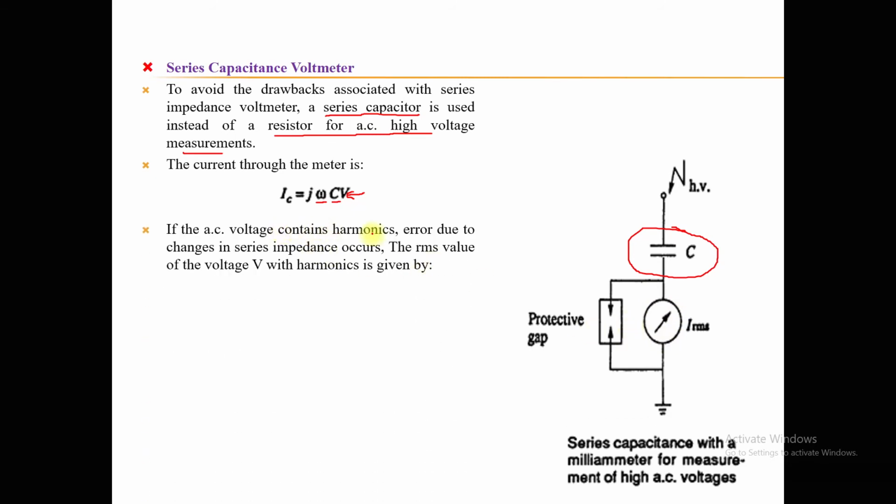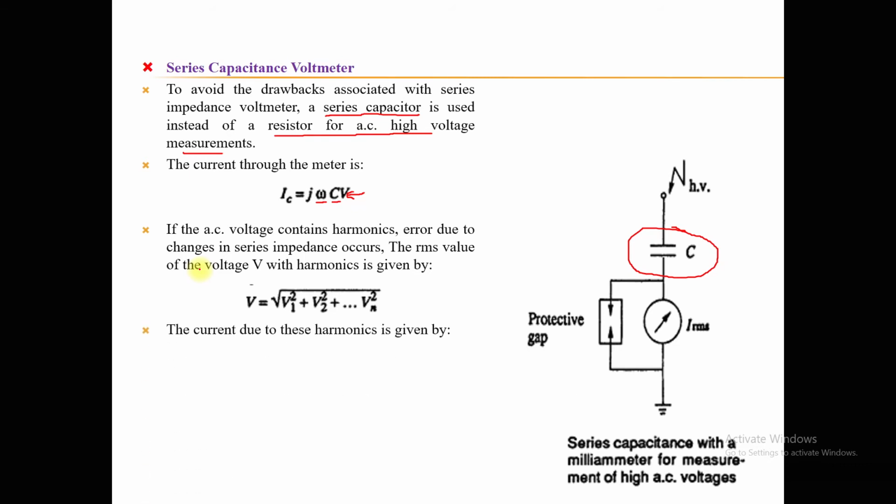If the AC voltage contains harmonics, then error due to change in series impedance occurs. So the RMS value of the voltage with harmonics is given by this formula: V is equal to square root of V1 squared plus V2 squared plus up to Vn squared. This equation can be utilized only when your source contains harmonics.